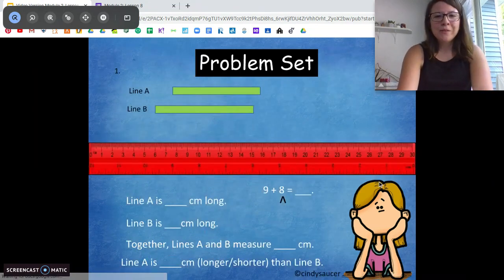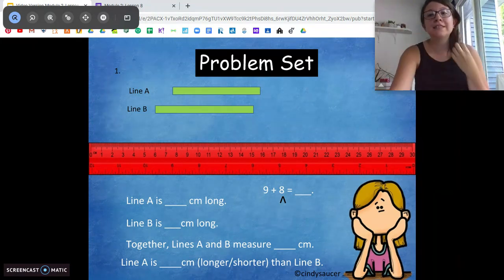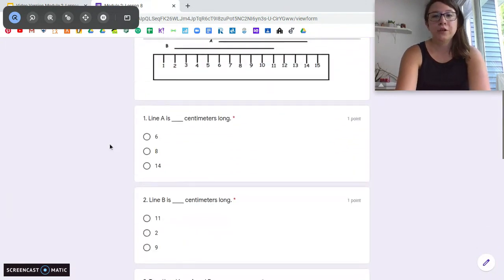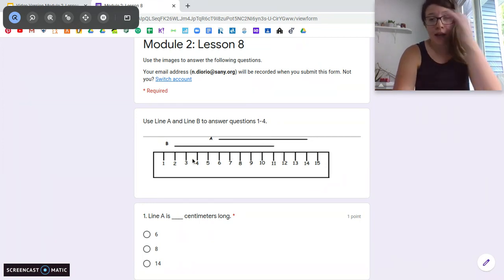Okay, now we are going to get into your exit ticket, into your problem set. This is similar to what you're going to see on your Google form. Your job is to use the ruler. The ruler's here for you to measure line A and line B. How I would do this, because it's not starting at an endpoint, as you can see, I would do frog jumps to count the length of the lines. So if I were to measure line B, I would start at the endpoint of line B and go 1, 2, 3, 4, 5, 6, 7, 8, 9, and use it like a number line and count.